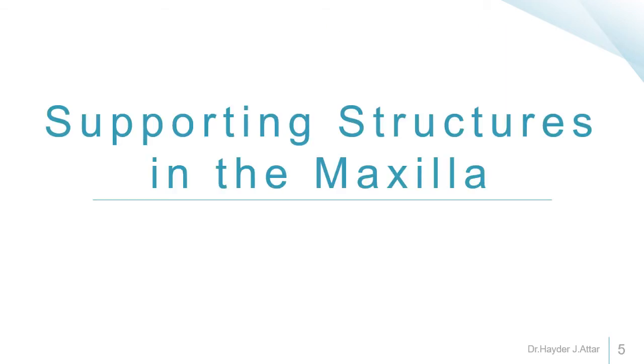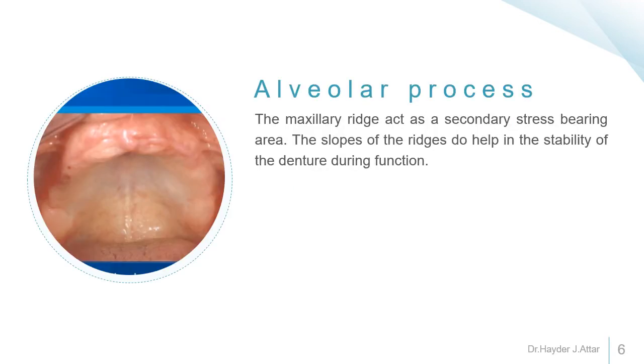The supporting structure of the maxilla includes the alveolar process. The alveolar process of the maxilla is regarded as the vertical extension of the maxillary bone downward, and it is formed by two plates, the buccal plate and the palatal plate. The two plates are united in the center of the alveolar ridge to form the alveolar process.